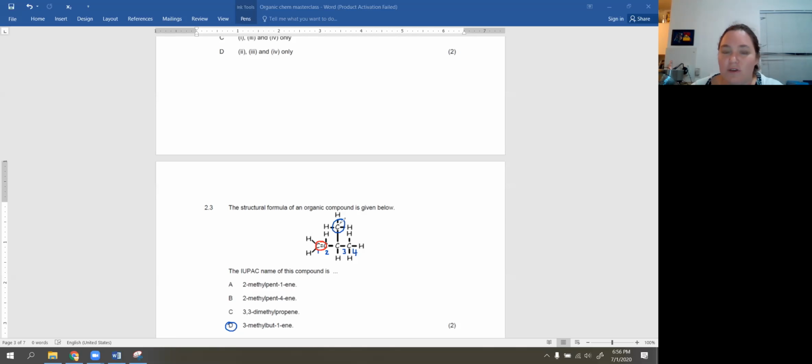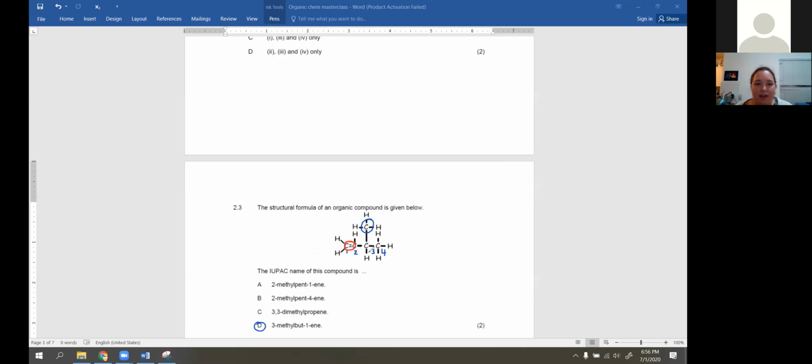So if you counted there, you'd have a 3-methyl, a double bond, which is your ene on carbon 1, and your answer would be D. Can I quickly ask, show of hands, who got that correct?